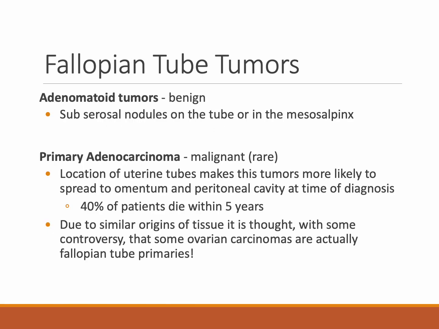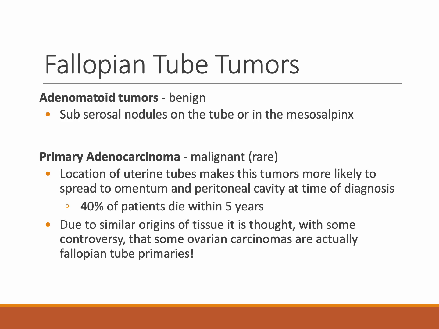As far as tumors or carcinomas go, there's really two that we'll work with. Adenomatoid tumors, which are typically benign. They're going to be these little nodular growths of the mesosalpinx. I've not really ever seen these, so if you ever see these specimens, they'll probably be kind of cool. There's also the malignant lesion, or primary adenocarcinoma.